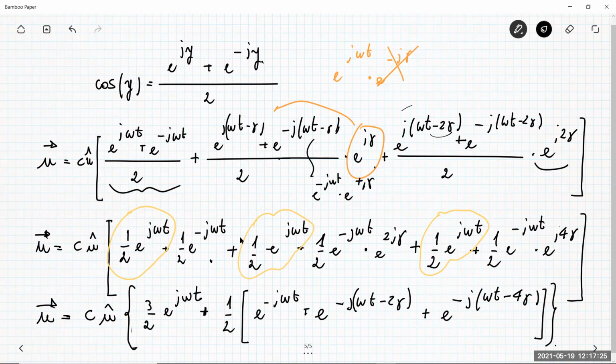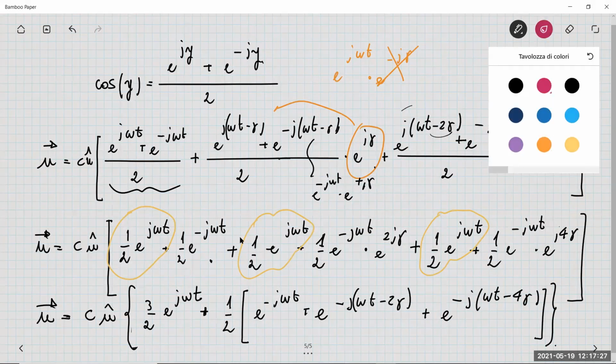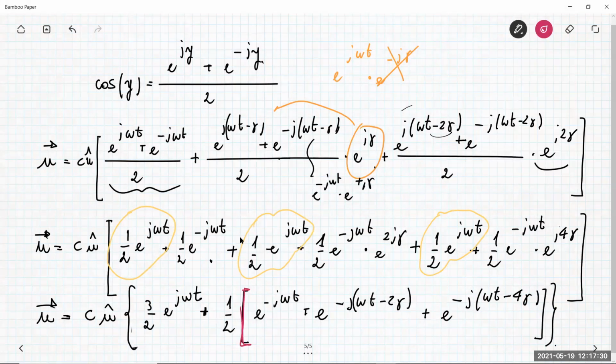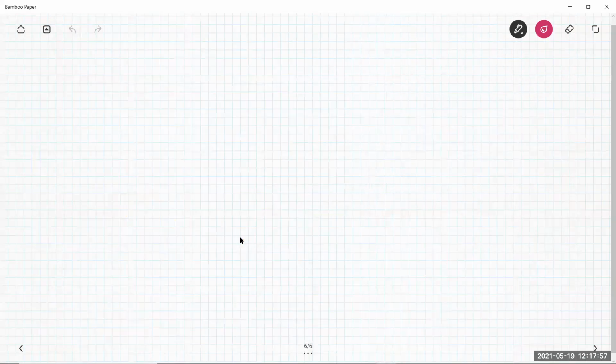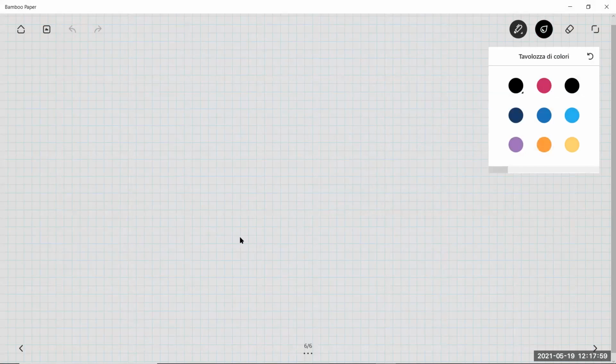Look at the square parenthesis here, the content of this parenthesis. You have 3 complex exponential functions. One is, let's say, e to the j omega t. The other one is the same, but shifted by 240 degrees. And the other one is the same, but shifted by 480 degrees. So let's plot these 3 functions on a complex plane.